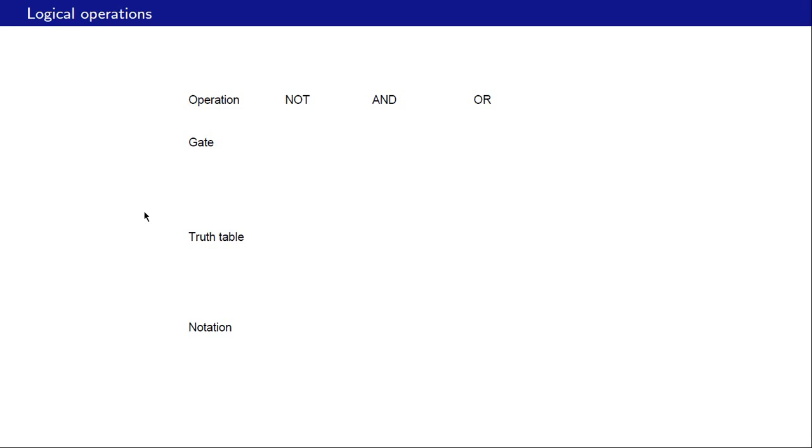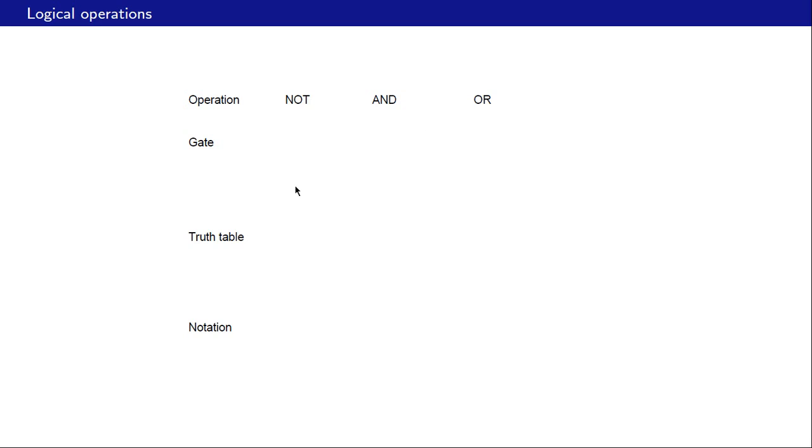Okay, we have seen so far that a digital or logical variable can take two values, 0 and 1. And now what we want to do is to look at the operations that we can perform on these digital variables. Those are called logical operations, and here are some basic operations: not, and, or.